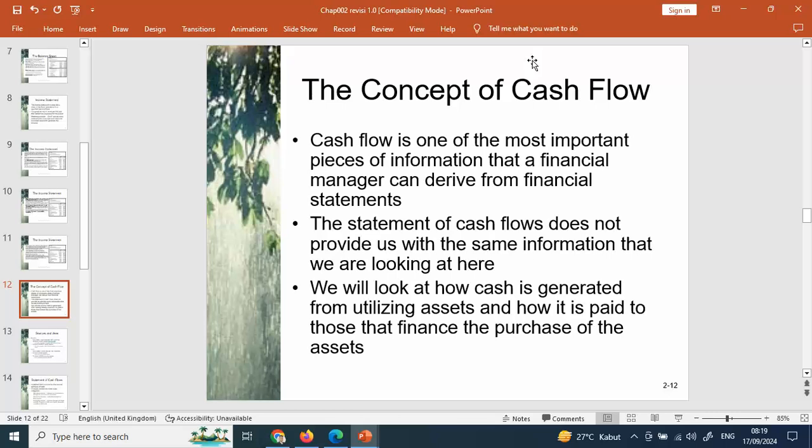The statement of cash flow does not provide us with the same information that we are looking at. We will look at how the cash flow is generated. The point in cash flow is follow the cash. Follow the money. We will look at how cash is generated from utilizing the asset and how it is paid to those that finance the purchase of the asset.